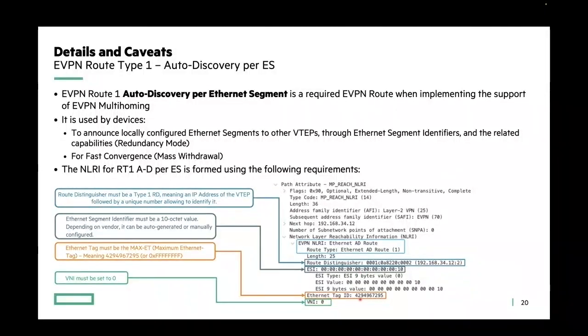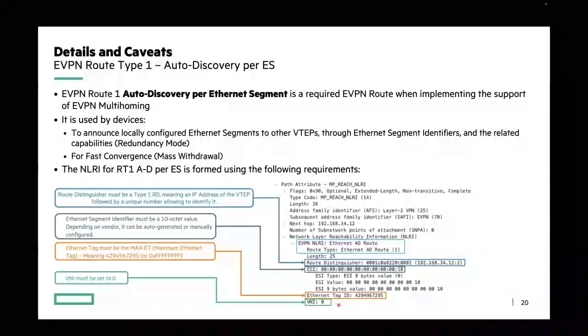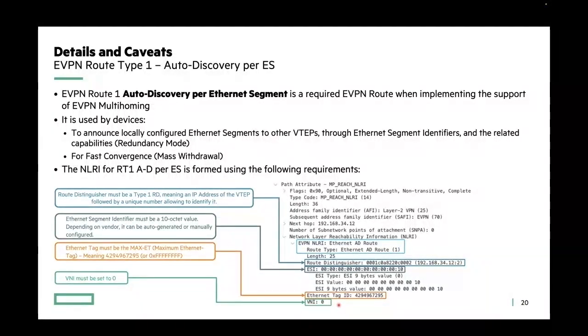We also have the Ethernet tag ID, which is here set to 10 times F. A route type 1 AD per Ethernet segment must have the Ethernet tag ID set to 10 times F. On the other side, the VNI must be set to 0 because there is no EVI associated to the Ethernet segment itself, so it has to be set to 0. The combination of all those values allows us to determine that this is an RT1 AD per ES.